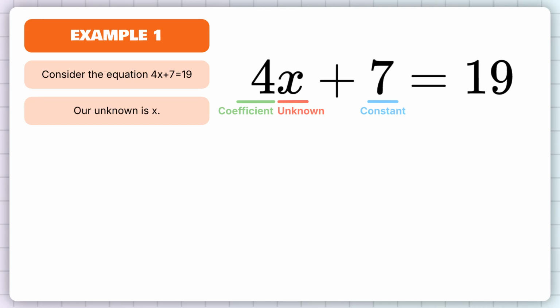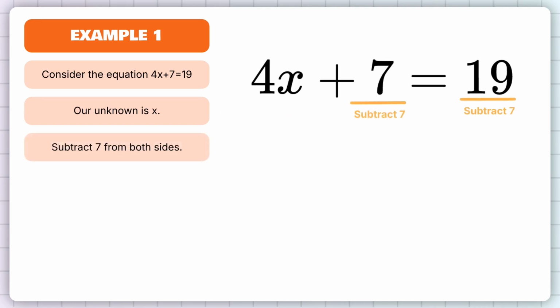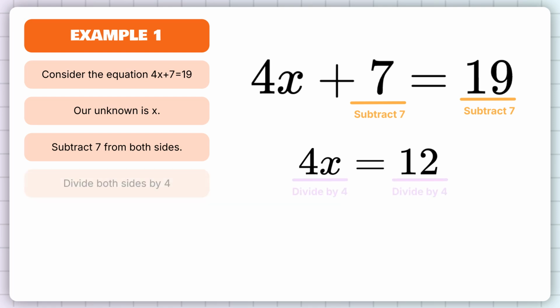Now to solve for x. Subtract 7 from both sides of the equation, which leaves us with 4x equals 12. Then divide both sides by 4, which leaves us with x equals 3. So the solution to the equation 4x plus 7 equals 19 is x equals 3.